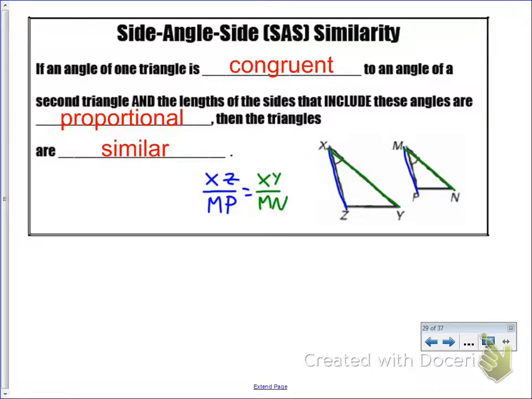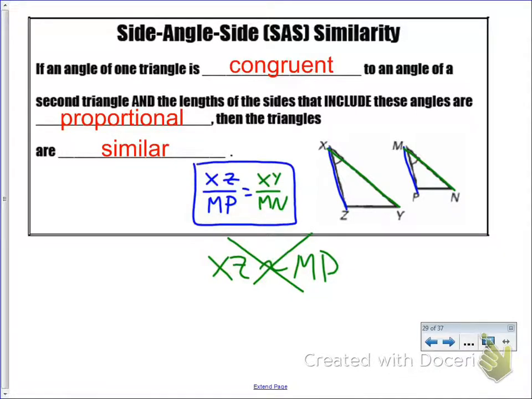So this is how I would show that they're proportional to each other. Again, you're never going to write XZ is similar to MP. This is wrong. Do not write this down. You're never going to tell me the two sides are similar. The only things that can be similar are triangles or quadrilaterals or some sort of polygon. We're never going to say two sides are similar to each other. If I want to show proportionality, this is how I do it.